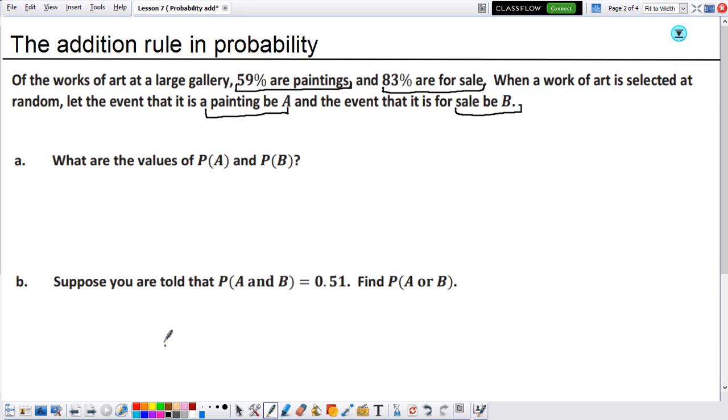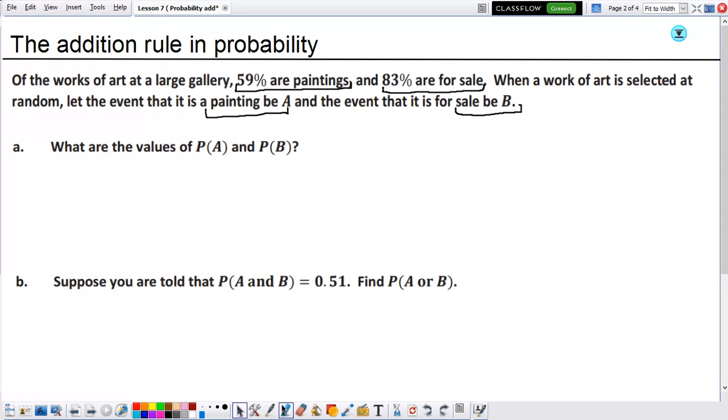Our first task here is to find what P of A and what P of B are. We know that A stands for painting, so P of A is the probability that it is a painting. We know that is 59%, so P of A is 0.59. What does B stand for? B stands for for sale, and I know that is 83%, so P of B is 0.83.